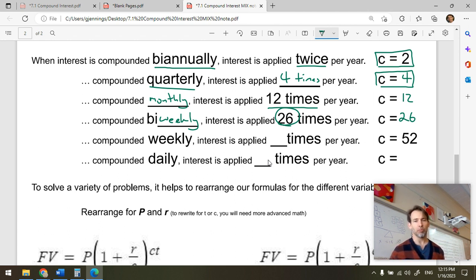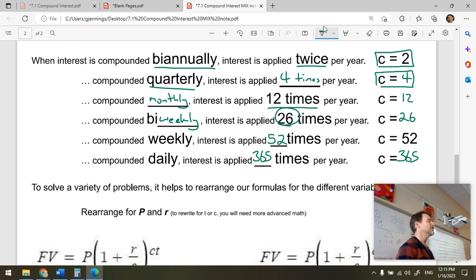Compounded weekly means we're applying interest 52 times per year. And then the last situation would be compounded daily. That's actually not the last situation, but it's the last one we're going to look at. 365 times per year. And so then C would be 365. Oh, 52. Yeah, 52. Right. Made a mistake. I don't know why I did that. Don't know where I got the number 56. That's 52.